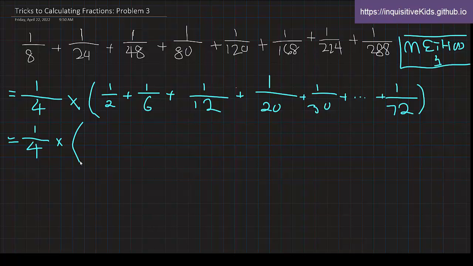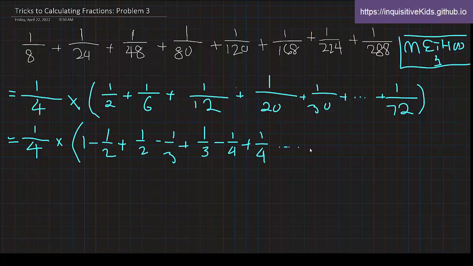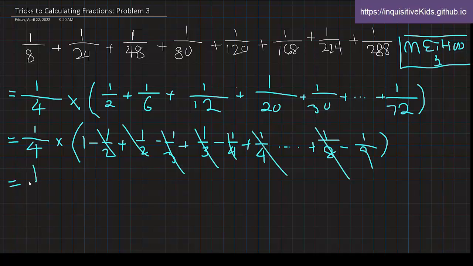Yeah, so this isn't really anything different, right? We can turn this into 1 minus 1/2 plus 1/2 minus 1/3 plus 1/3 minus 1/4 plus 1/4 all the way to plus 1/8 minus 1/9. So again, same steps, nothing new. We're just splitting up the fractions. And now what we can do is cancel all of these out. Great. And we're left with 1/4 times the difference of 1 and 1/9.